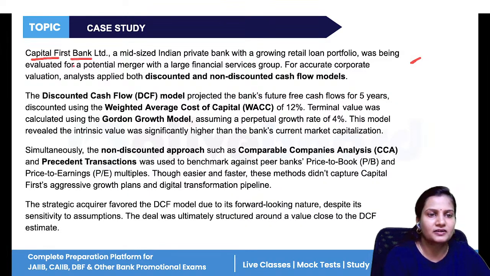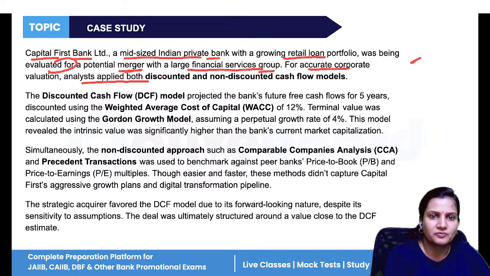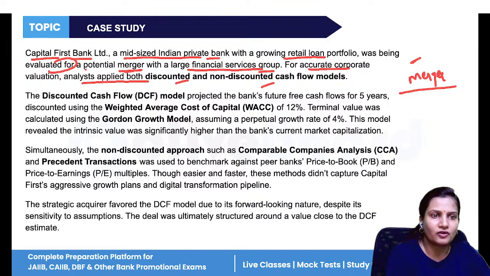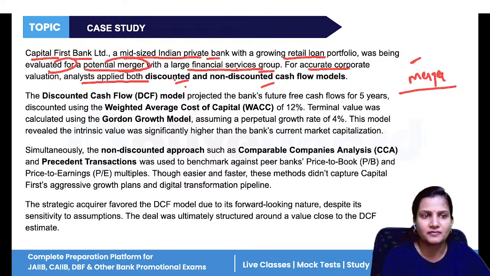Capital First Bank Limited. The bank is a mid-sized Indian private bank with a growing retail loan portfolio. It is being evaluated for a merger with a large financial services group. For accurate corporate valuation, analysts applied both discounted and non-discounted methods. Both models have to be applied here, discounted as well as non-discounted.